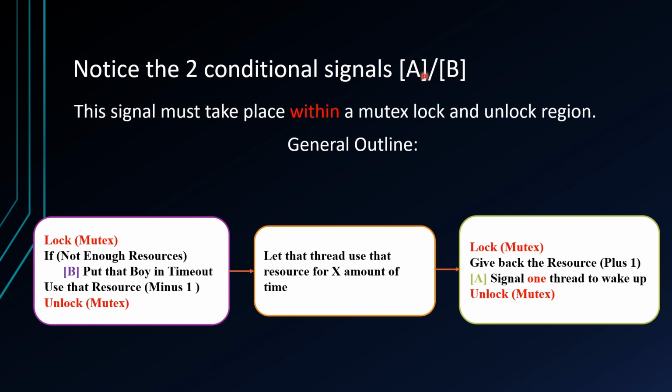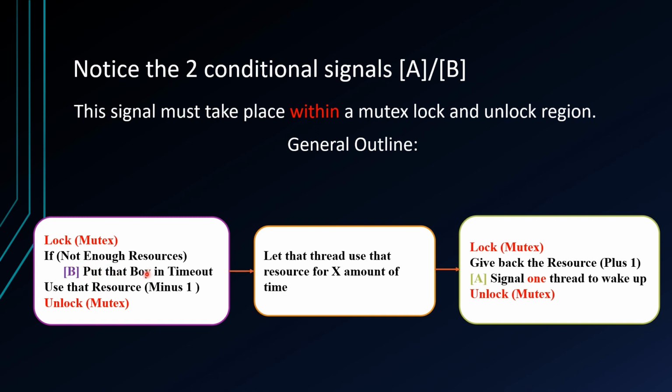Notice the 2 conditional signals, A and B. This signal must take place between a mutex lock and unlock region. The general outline is this. You lock the mutex, the thread comes in, not enough resources, you put it in timeout. Okay? If there is, you use the resource -1. Okay? And then you unlock the mutex. Notice this signal is inside this locked region, and we don't unlock until it's finished.